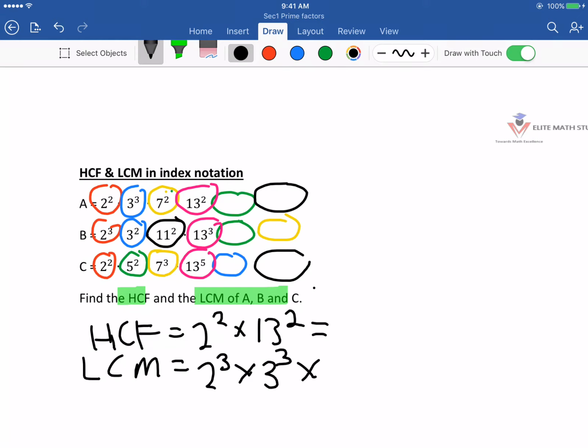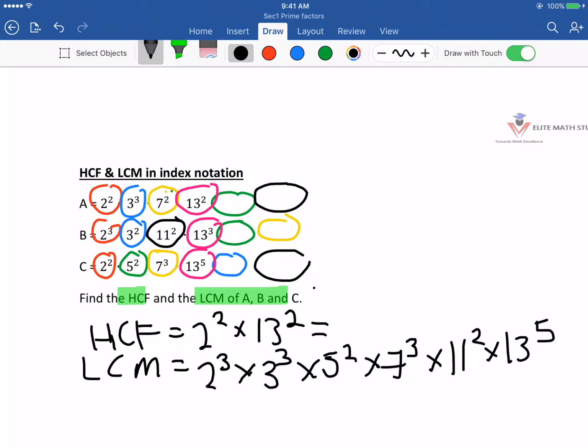Times, compare base 5 now. Base 5 are all the green color circles. The highest power will be 5 to the power of 2. Times, look at base 7 now. It's all the yellow circles. The highest will be 7 to the power of 3. Now we look at the base 11, which is the black circle. The highest power is 11 squared. Last but not least, we compare base 13, which are all the pink circles. The answer will be 13 to the power of 5.